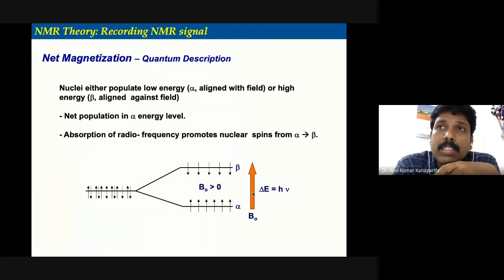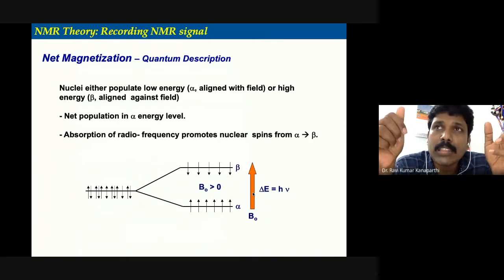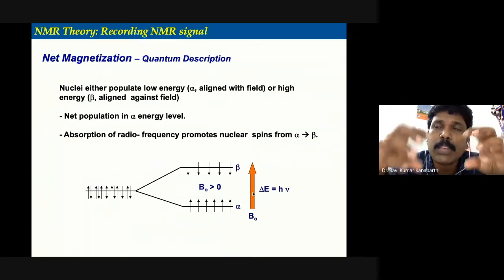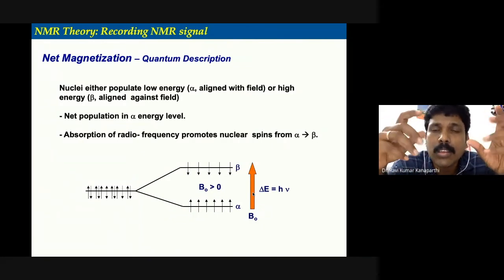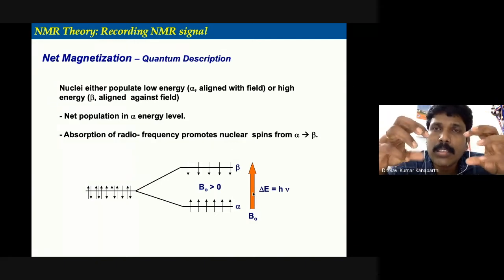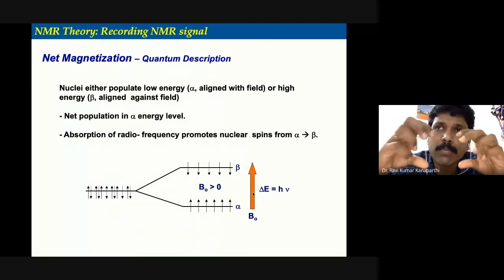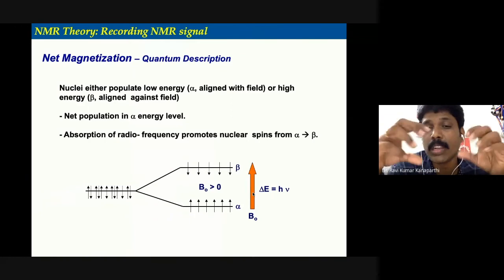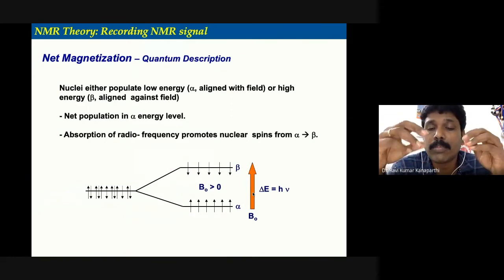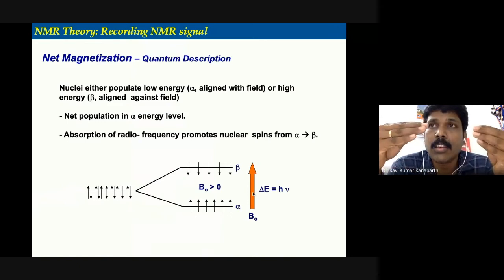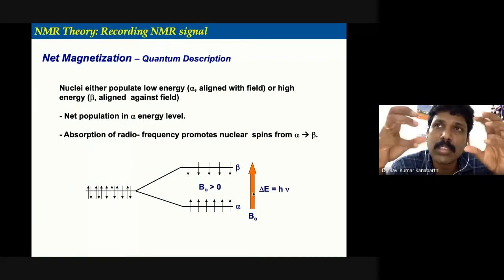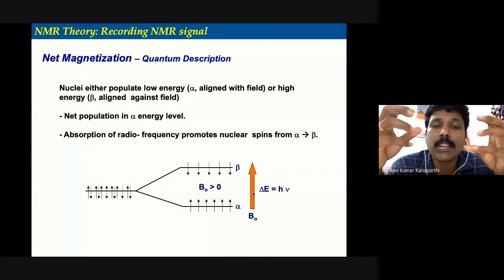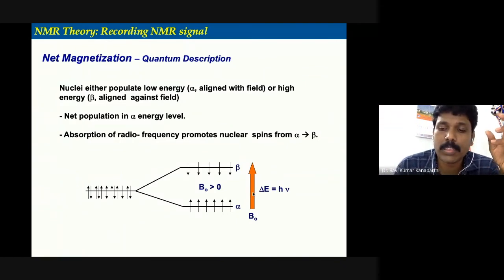What is thermal equilibrium? It is nothing but, in the presence of an external magnetic field, the spins being distributed between the two nuclear spin energy states. This depends upon the energy gap and the applied field. Based on the energy gap, you will have a splitting, and based on the splitting, a certain number of alpha spins will occupy the lower energy state and a certain number of beta spins will occupy the higher energy state. This is referred to as thermal equilibrium.